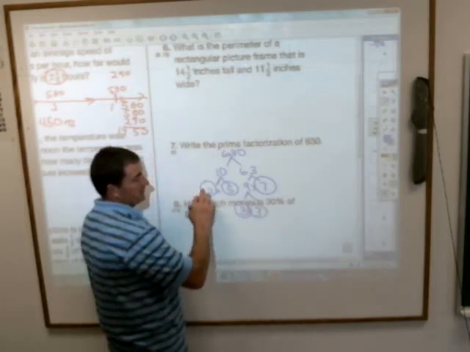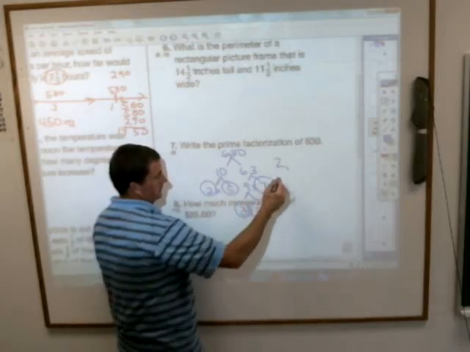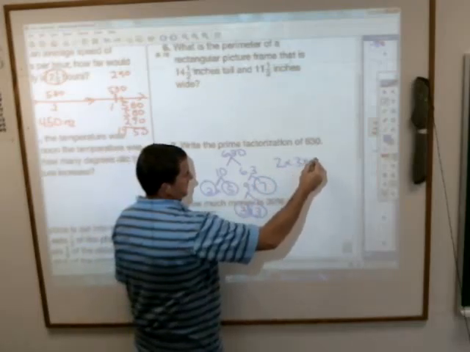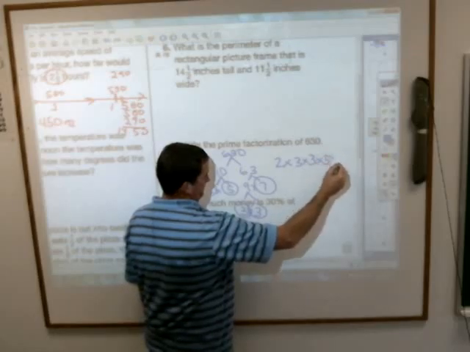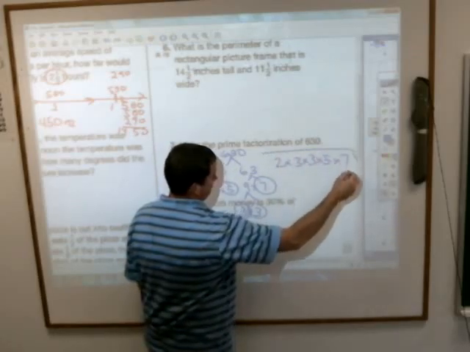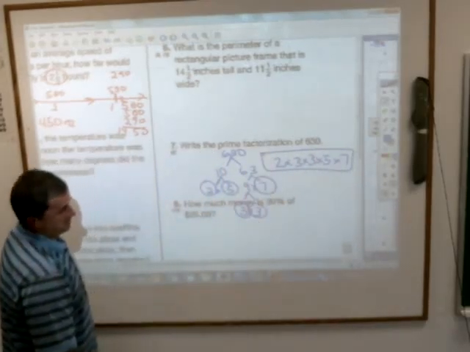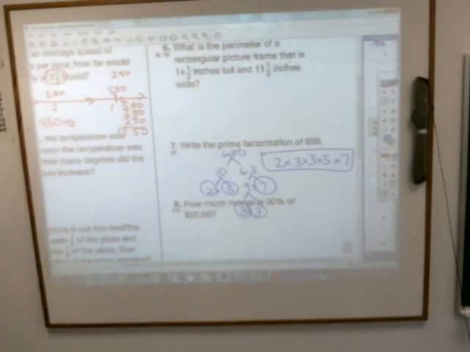So when you rewrite this, you have a 2, two 3s, a 5, and then a 7. And if you want to put it as 3 squared, more power to you. Ideally, it'd be nice if you put it in order from least to greatest.